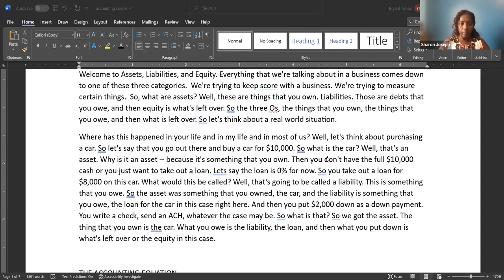So the asset was something that you owned, the car. The liability is something that you owe. The loan for the car, in this case, is the liability. And you put down $2,000 as a down payment. You write a check, send an ACH, whatever the case may be. So we have the asset, the thing that you own, the car. You owe the liability, which is the loan. And then what you put down is what's left over, or the equity in this case.